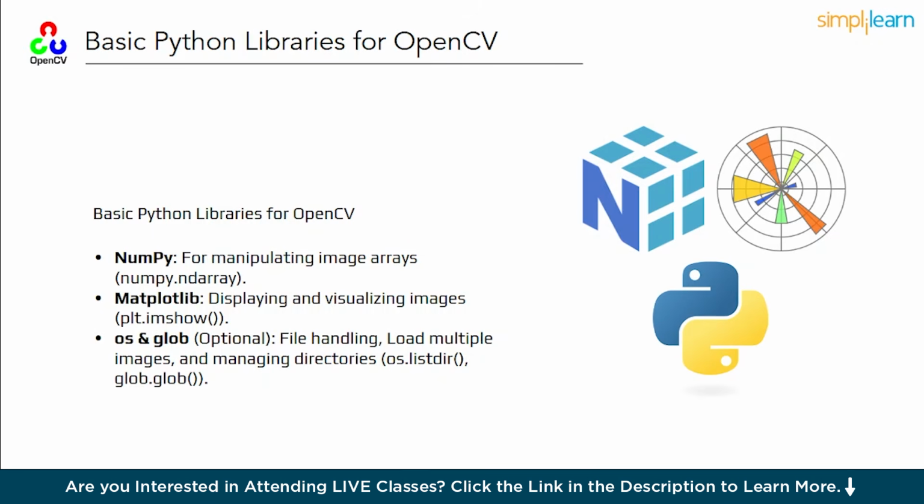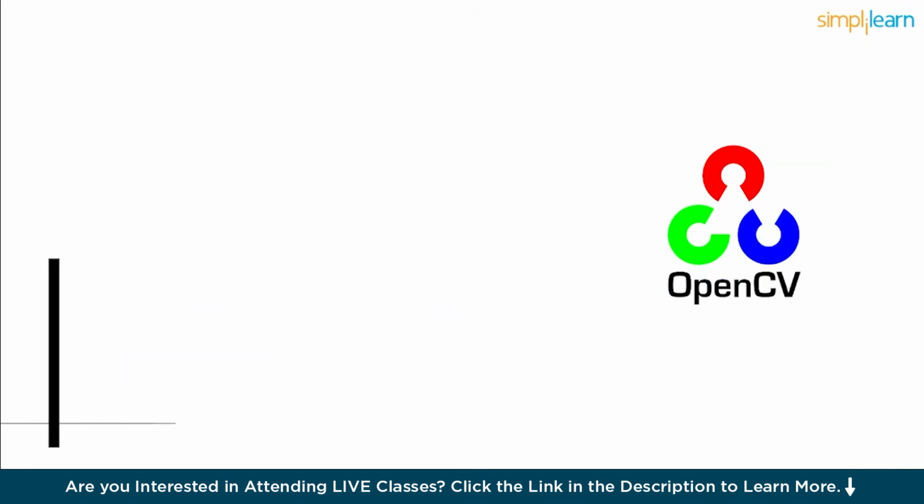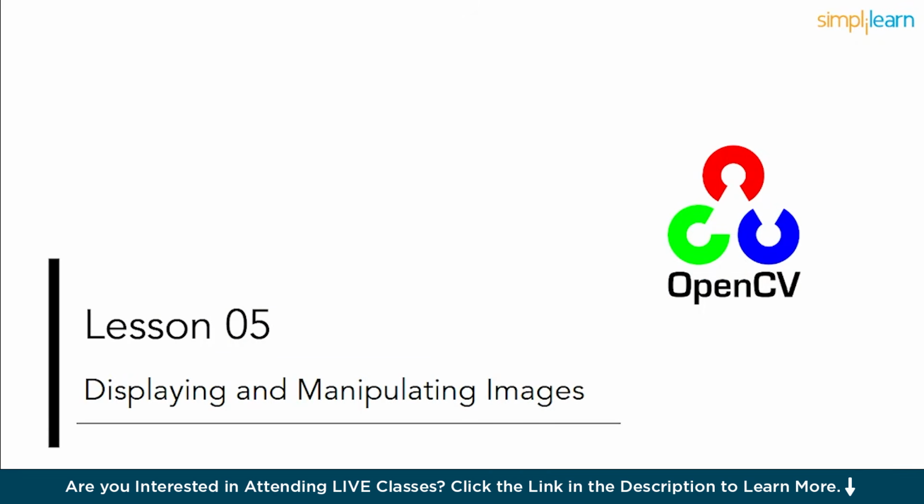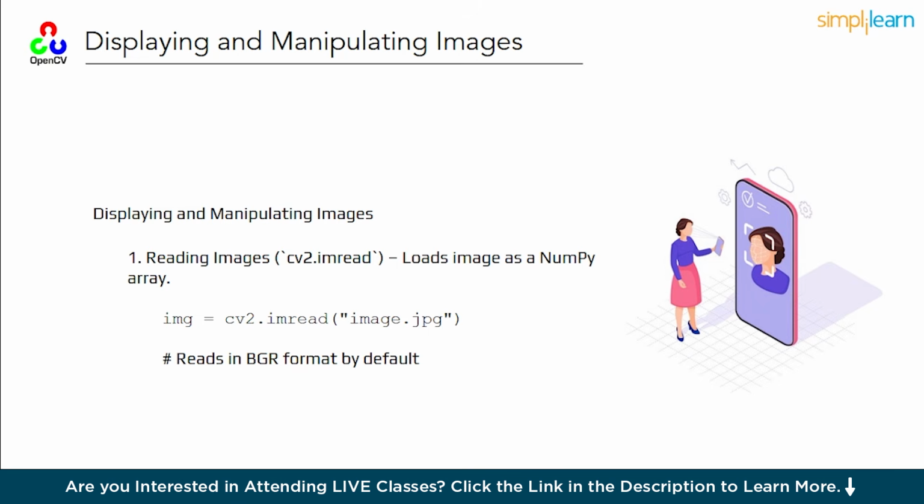When we talk about OS and Glob, OS is an inbuilt module available with Python that allows us to interact with the operating system that we're using. So we can traverse through the paths of the operating system in my drives and access folders and file names from there. So we shall be looking at the OS and Glob libraries as well. Moving ahead, let's talk about displaying and manipulating images. That's the first topic. In order to display and manipulate images, we have three different functions.